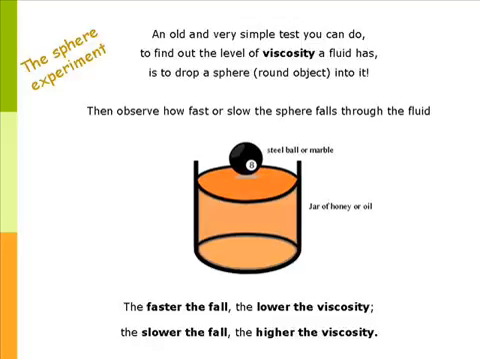Here's something you can try, the sphere experiment. An old and very simple test you can do to find out the level of viscosity a fluid has is to drop a sphere or a round object into it, and then observe how fast or slow the sphere falls through the fluid. The faster the fall, the lower the viscosity, and the slower the fall, the higher the viscosity.